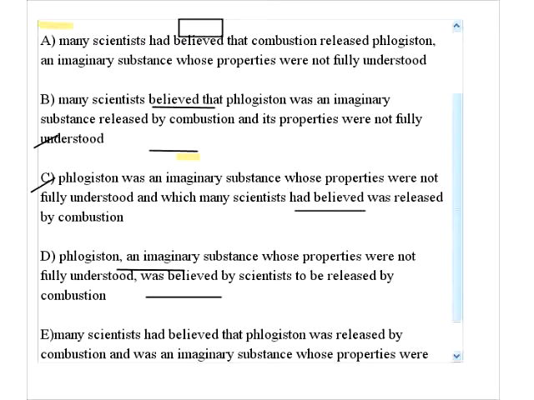Now we've got D. Until it proves otherwise, phlogiston was believed by scientists to be released by combustion. Okay, I'm going to leave that one around for now, because D was the next favorite after what I've gotten rid of. And then finally, E: until he proved otherwise, many scientists had believed that phlogiston was released by combustion and was an imaginary substance whose properties were not fully understood. What's wrong with E? Not a lot of E picking in the room. What don't we like about E?